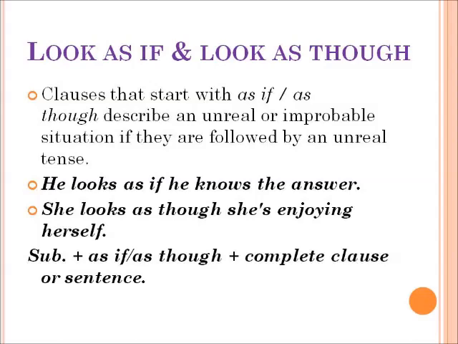She looks as if she is enjoying herself. She might be in pain also, right? Like pain मा पनि हुन सक्छ, but she looks just like she is enjoying herself. Okay, she looks as if she is enjoying herself. So subject plus as if or as though plus we use complete sentence or complete clause there. Okay, not only the phrases, we use complete sentences.